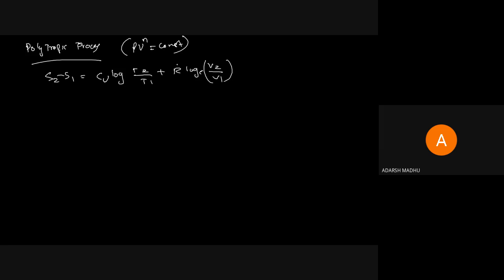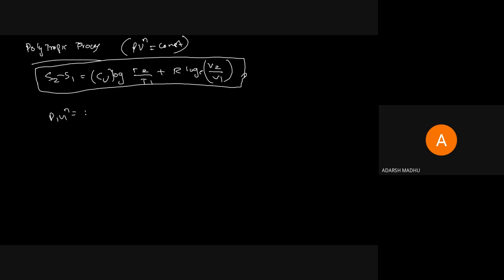We have the Cv, R relation equation from the beginning, right? That equation is what comes here. So when we apply P1 V1 raised to n equals P2 V2 raised to n, after applying that, we will get another equation for a polytropic process. That equation is a very important one. This is the simple, general equation for a polytropic process.